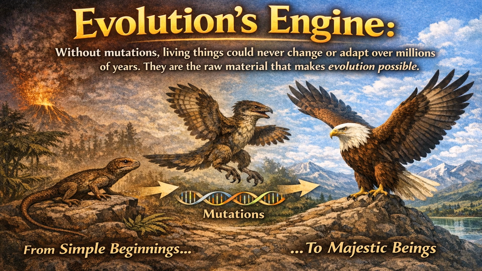Evolution's engine. Without mutations, living things could never change or adapt over millions of years. They are the raw material that makes evolution possible. From simple beginnings to majestic beings. The mutation occurs and they become majestic. So from simple beings to a mutation occurring and they become majestic beings.